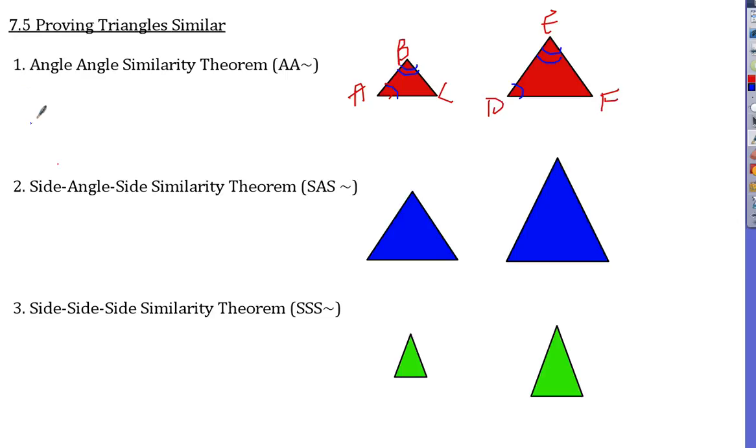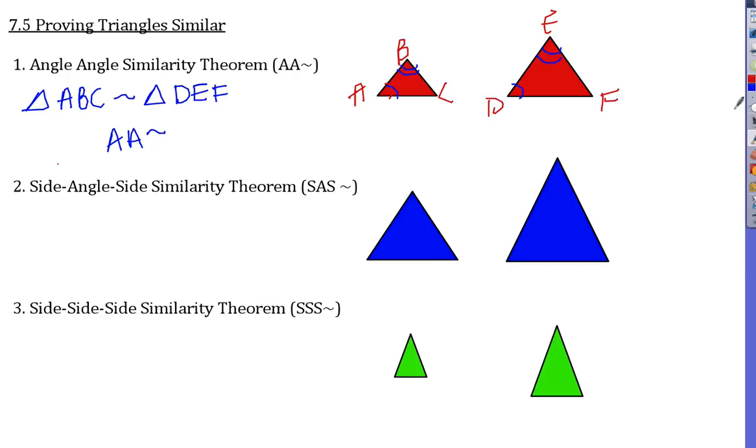Sometimes you might be asked to state the similarity of the triangles. What that means is to write the similarity statement in the correct order. So triangle ABC would be similar to DEF. The reason would be angle-angle similarity.